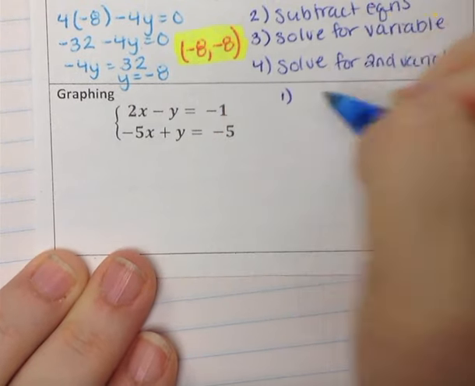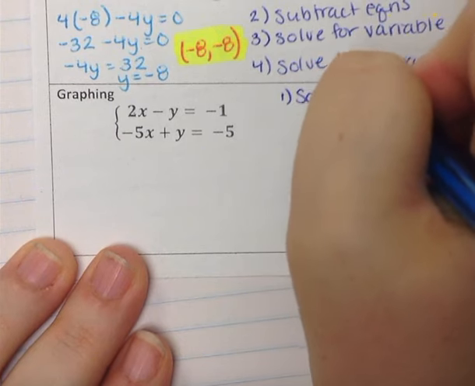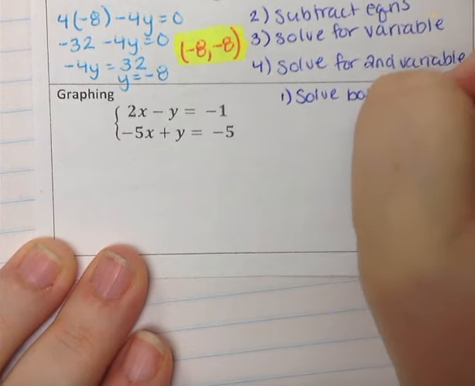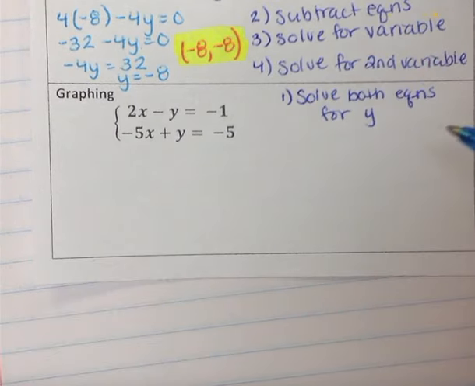The first step is to solve both equations for y, because we need to put them into slope-intercept form so we can graph them. We have to have them equal to y so we can graph them in our calculator.